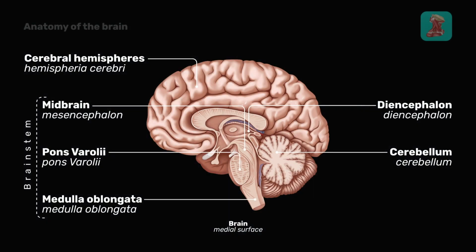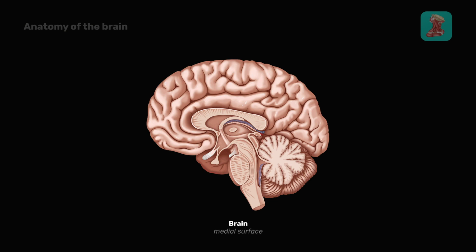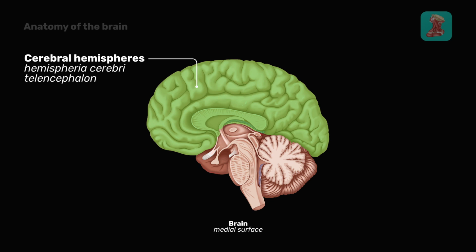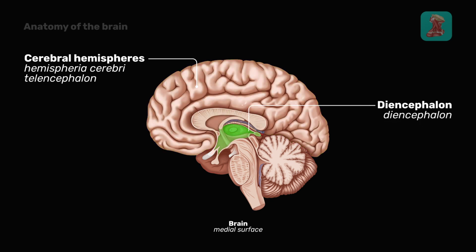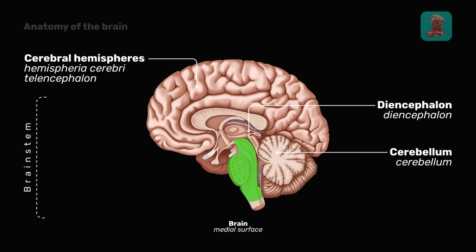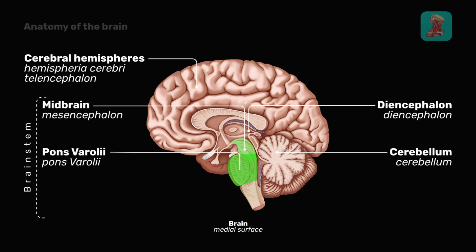In this video, we are going to discuss the anatomy of the brain and its general functions. The brain consists of four major divisions: cerebral hemispheres, or the cerebrum, the diencephalon, the cerebellum, and the brainstem. The brainstem itself is further divided into three parts: the midbrain, the pons varolii, and the medulla oblongata. Each of these components plays a critical role in integrating sensory and motor information, maintaining vital bodily functions, and providing complex cognitive processes.